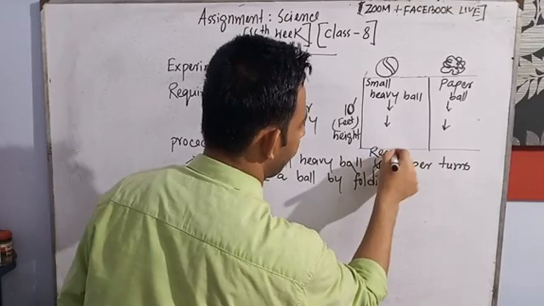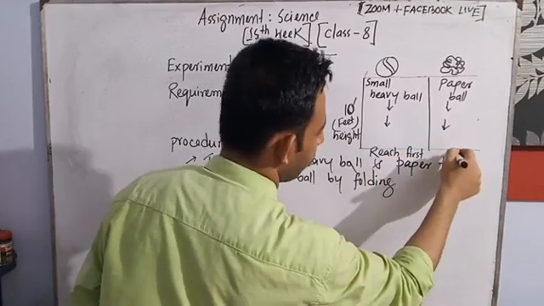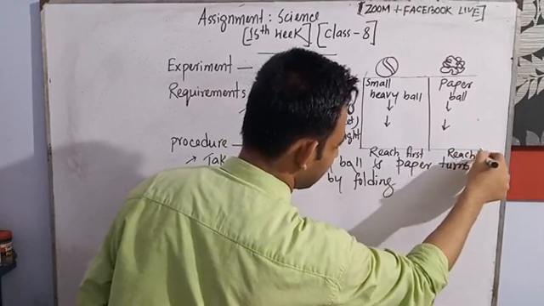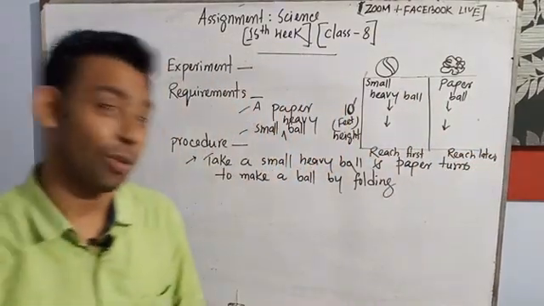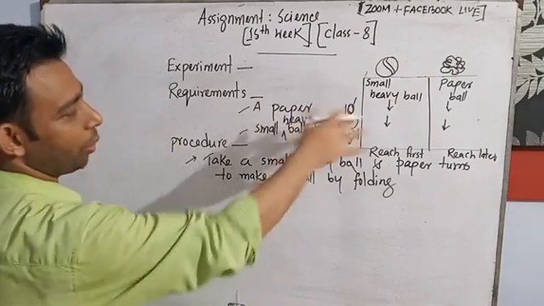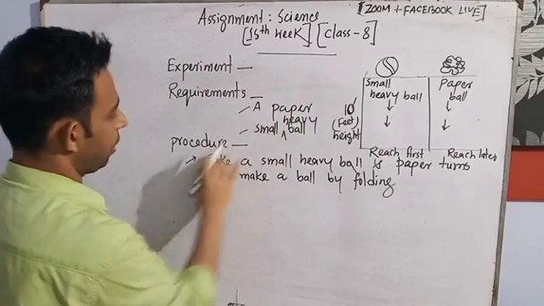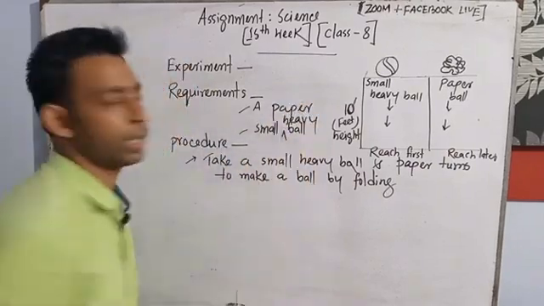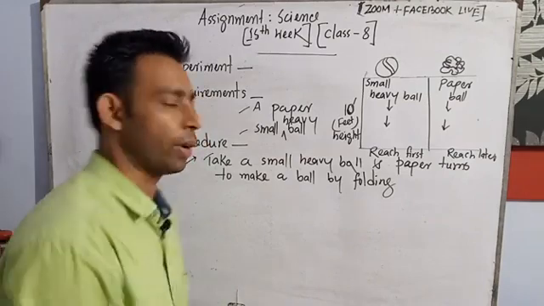In this way I can write reach first, reach later. Why? Because of the impact. I will go through on there. Okay, now the drawing figure you can write after experiment writing, or after procedure, before starting procedure is better for drawing this figure. It is more innovation. Teacher will be very impressed for getting this one.